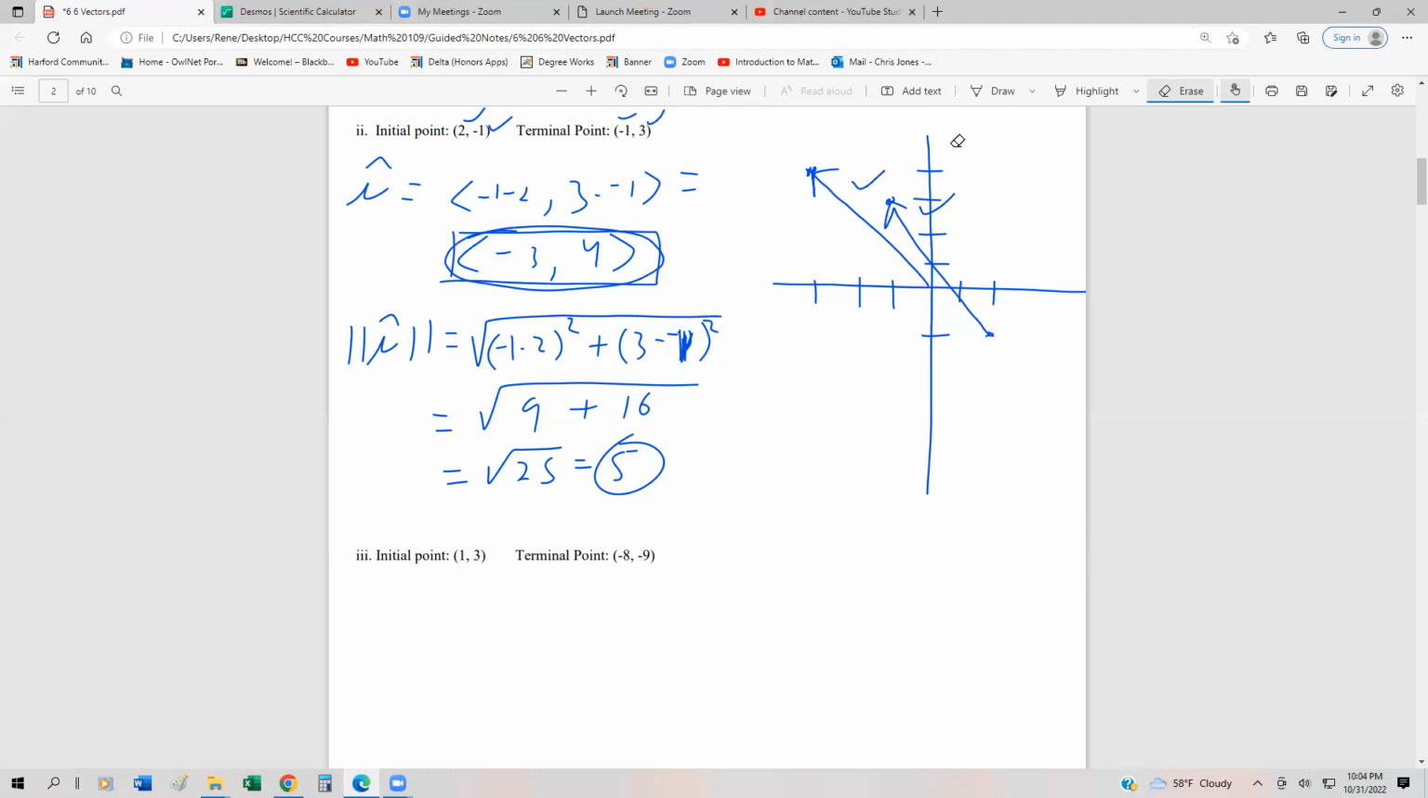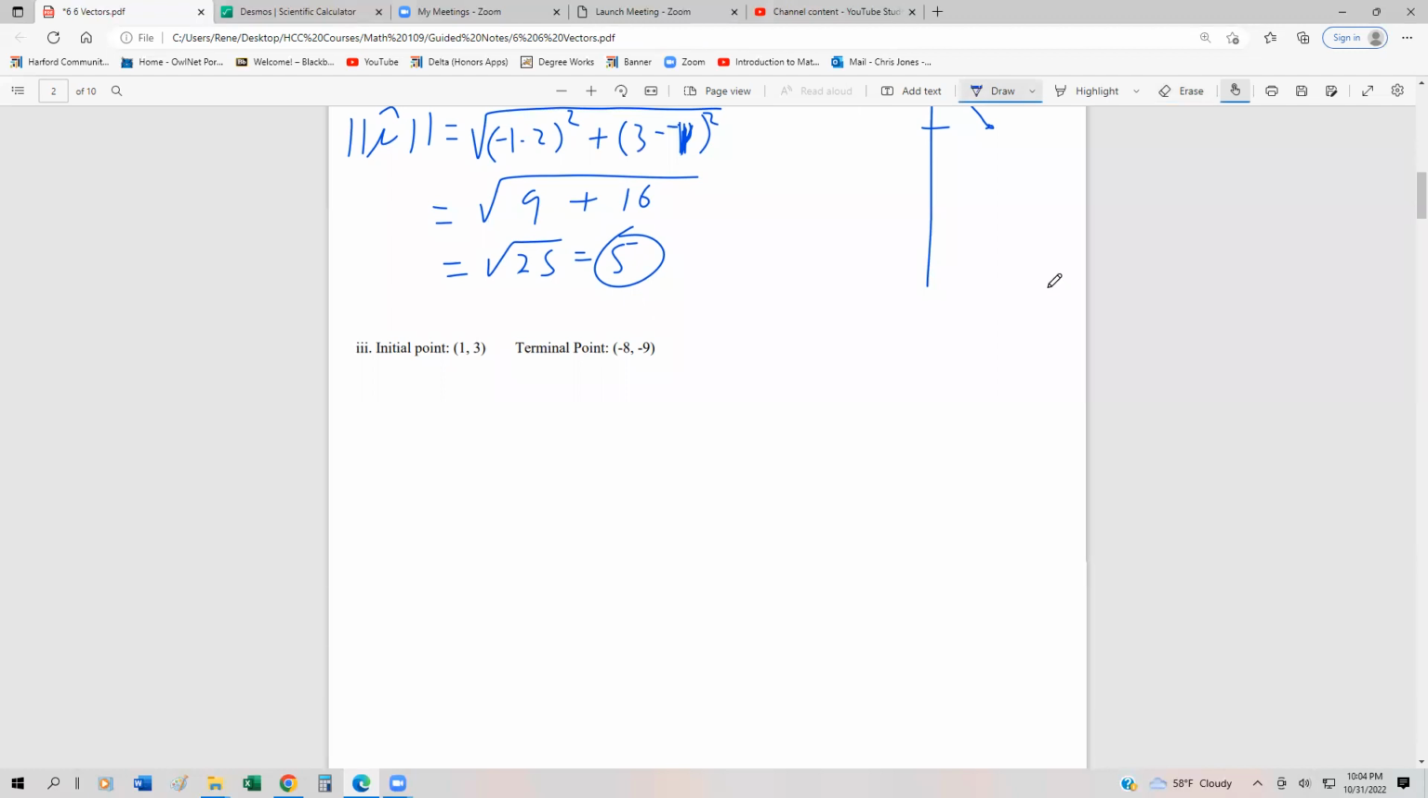All right, one last example of this. So we have the initial point (1, 3) and terminal point (-8, -9). I'm going to need a little bit more room this time, but that's okay. So we have 1, 3. Right here is going to be our initial point, and the terminal is -8 and then -9. So somewhere down here, I know this Cartesian plane is not to scale. And then that is our vector.